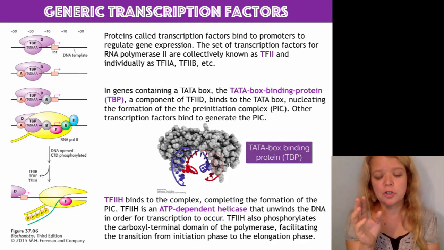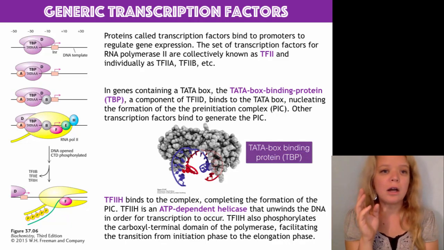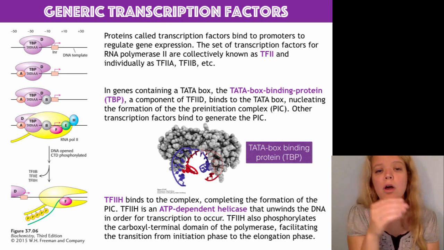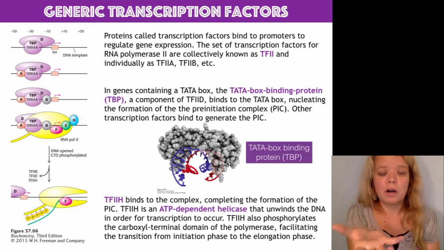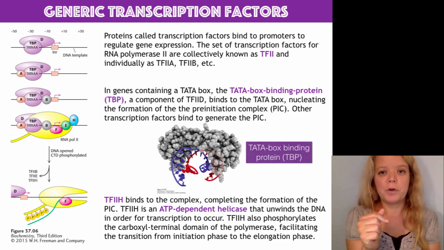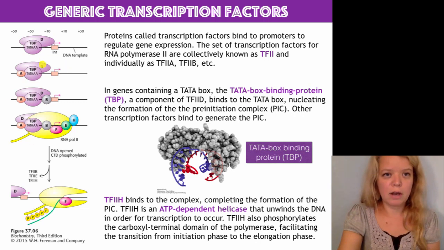Now, the generic transcription factors are the ones that are found in every close promoter region of every gene, because you need these generic transcription factors in order to flat out recruit RNA polymerase to the site. Most of our genes will have either a TATA box or another type of promoter element right around the transcription start, which in this case is the Inr sequence.